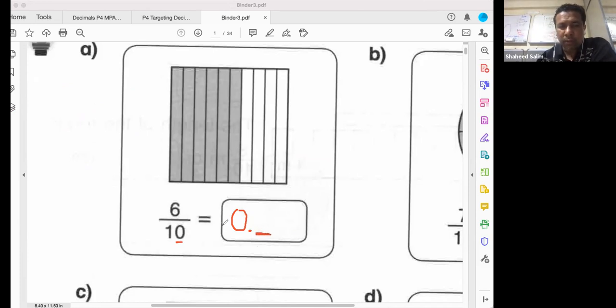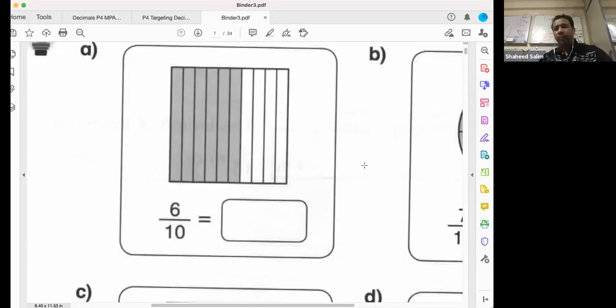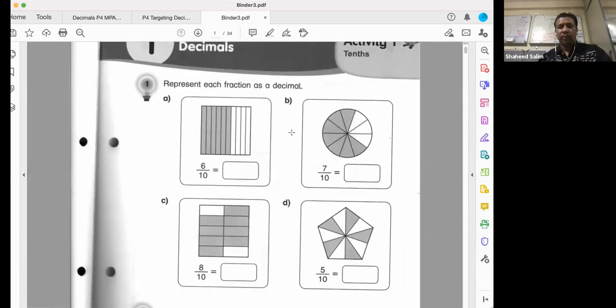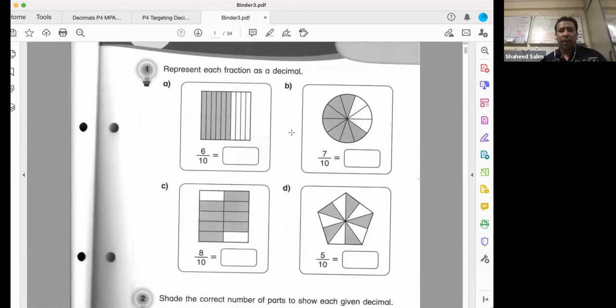So what do you write on here? Well, you write this 6 over here. 0.6. 0.6 means 6 parts of 10. 6 out of 10. That's what it means. Okay, so we try for the rest of it. Okay, you try B, C, and D.